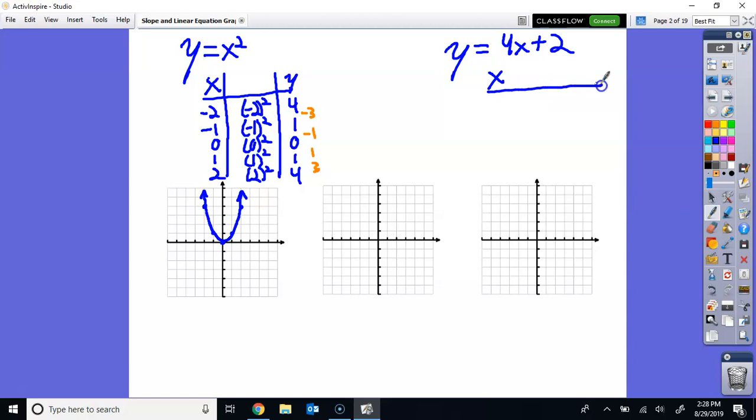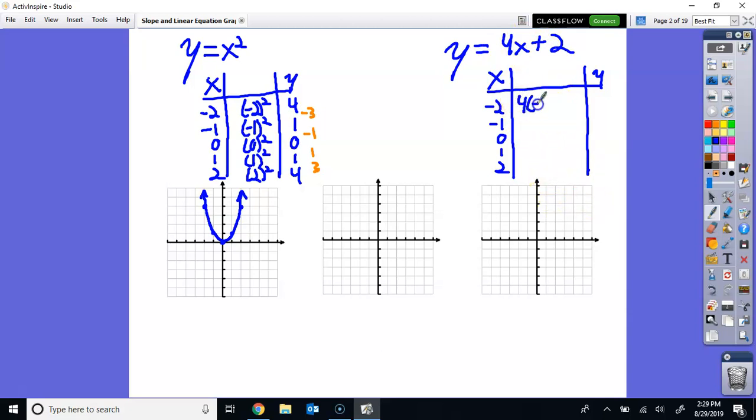Over here, we have y equals 4x plus 2. This one actually is a linear function. And we can tell that because of what's going to happen in the table and on the graph. But we can also tell it by looking at the equation, and we'll talk about that in a little bit more detail here in a second.